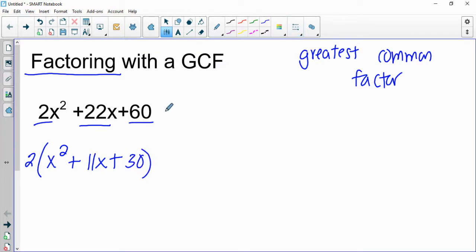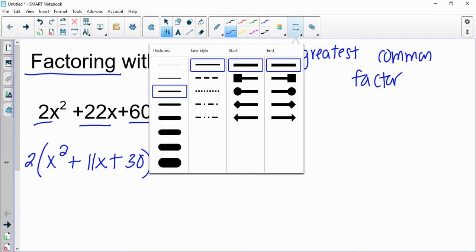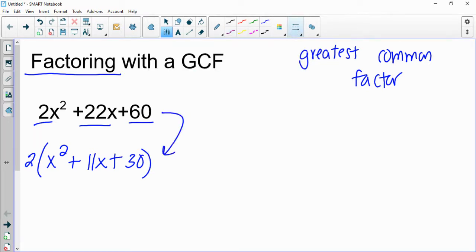Okay, so we just took this guy. We said, ooh, all these are even numbers. We can divide them all by 2. So we took a 2 out, just keep it in front. And we're left with x squared plus 11x plus 30. Now this is like the factoring that you saw in the previous video. So we need to think of numbers that multiply to 30 and add up to 11. Remember, it's multiply to the number at the end, add to the number in the middle.